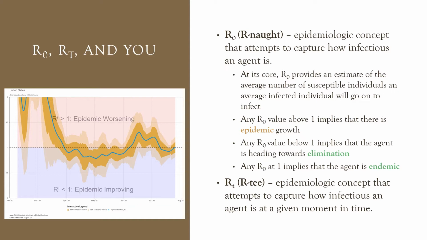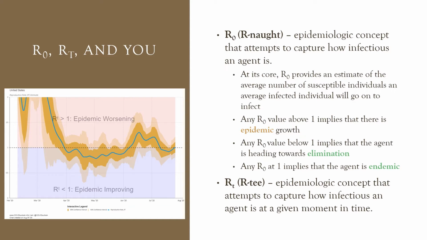Any R0 value above 1 implies that there is epidemic growth, and any R0 value below 1 implies that the agent is heading towards elimination. Any R0 at or around 1 implies that the agent is endemic, meaning that every individual is going to pass it on to one other individual.